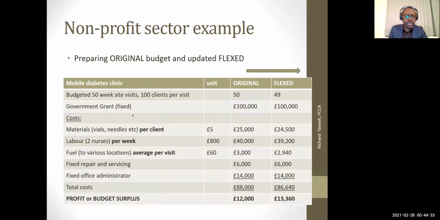So let's say we budgeted, we would actually do 50 weekly visits and visit 100 clients per visit. That's what we thought. So originally we planned 50 weeks, we ended up with 49. Now the government said, I'm going to give you 100,000, it's a fixed grant. Yes, whether you go 49 or 50, it's a fixed grant. But again, you have to explain why you went for 49 and not 50.